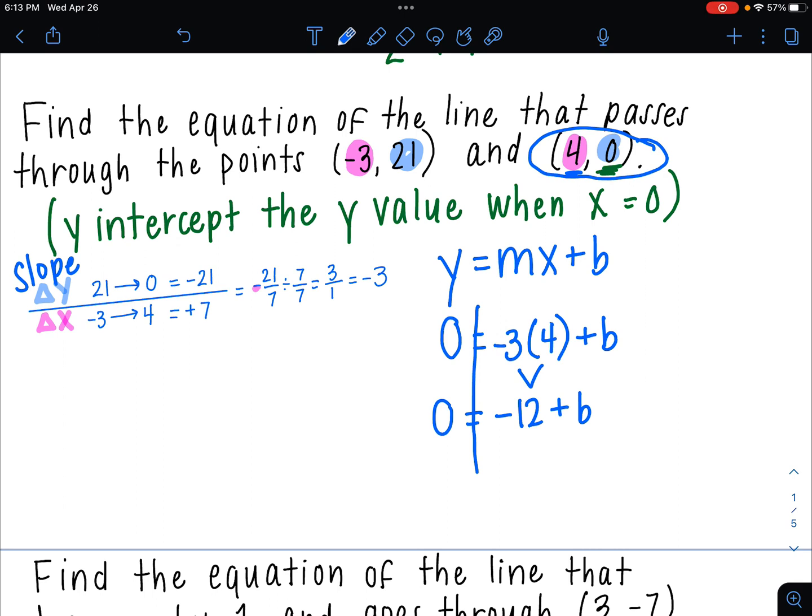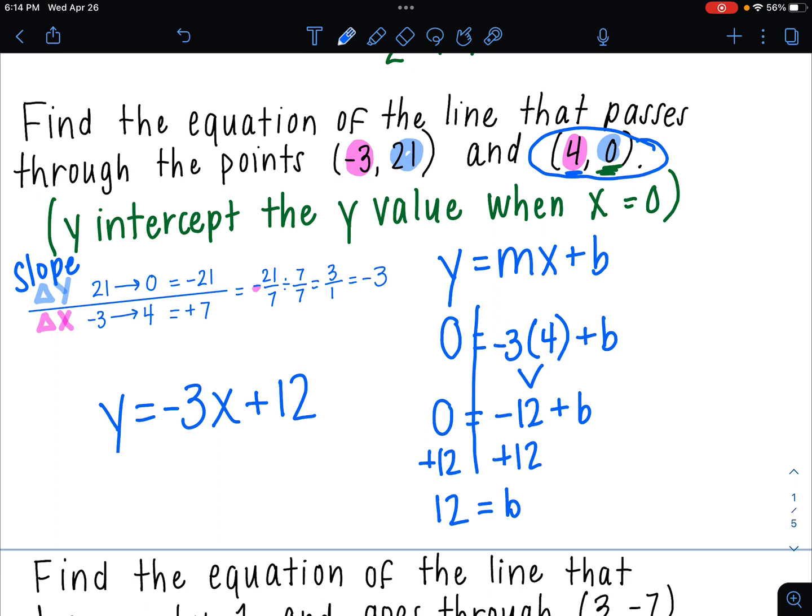So I can keep going and solving and using my legal moves. I want to get rid of that -12 to get the b alone. So in order to do that, I need to add 12 to both sides, and I get 12 equals b. My y-intercept is b. So my equation, my slope I found out was -3, and my y-intercept is +12. So the equation of this line is y equals -3x plus 12.